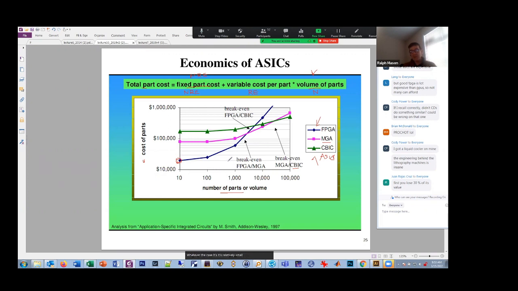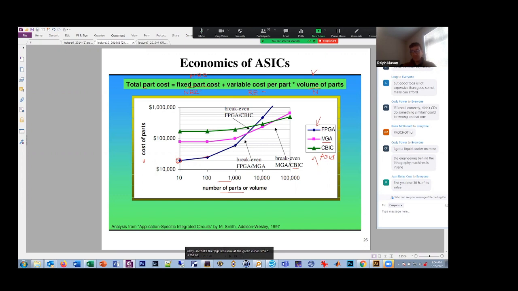As we increase the number of parts, because the parts are expensive, this goes up pretty fast. This is a log scale, by the way. So it has this kind of a curve, this blue curve. More parts, this RE is large, this NRE is small. So as you increase it, it goes up in logarithmic cost. So that's the FPGA. Let's look at the green curve, which is the ASIC.